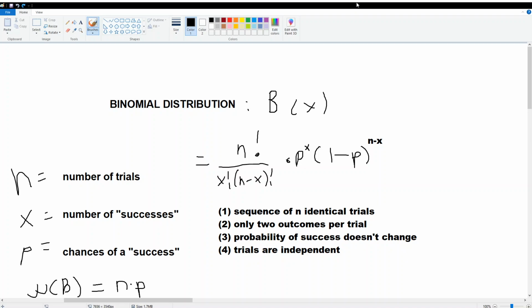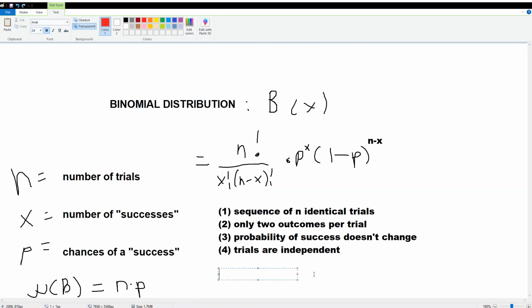Condition number 4 is what differentiates the binomial distribution from the hypergeometric distribution. Condition number 4 states that the trials are independent, i.e., a success on one trial does not impact a success on another trial. There's a much easier way to summarize all of this. So to summarize, the binomial distribution is used for replacement.